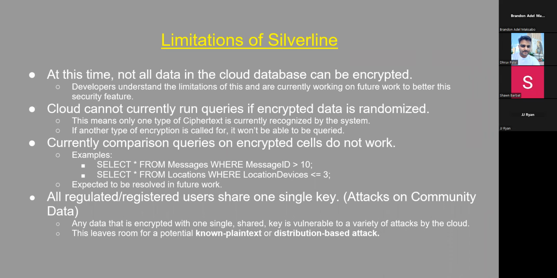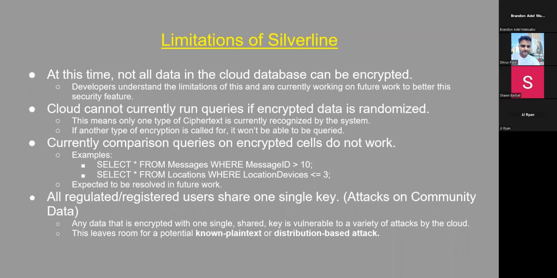Cloud cannot currently run queries if encrypted data is randomized. So basically only one set of ciphertext can be read by the database currently. If another type of encryption is called for, it won't be able to be queried at all in the database.